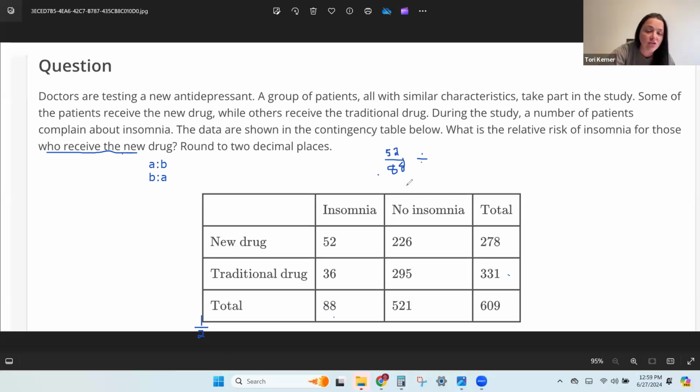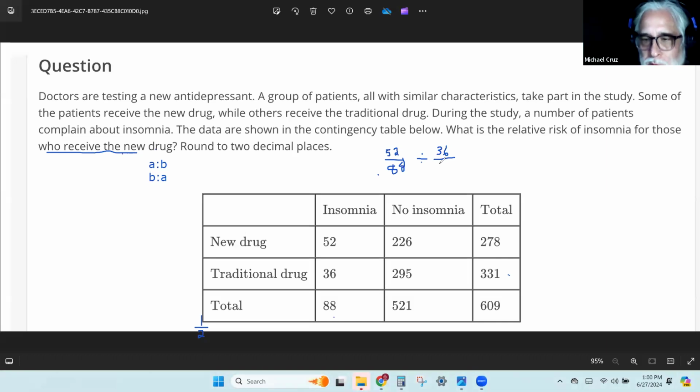Just try it, Brandy, you still got the question open. I'm gonna try it. And I said 52 over 278, and then 36 over 331. What you're saying is use the same one for both denominators, and I'm saying use the same for numerators. No, I'm not using the same one. I'm doing 52 over 278 and then 36 over 331. Well, what you're saying is you're using the row total.